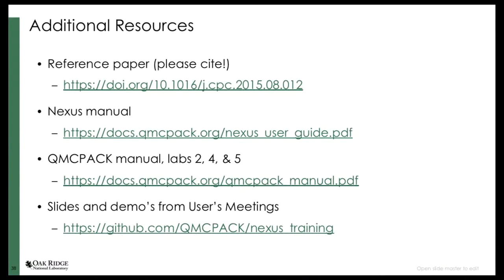So for additional resources, where you might go, first of all, the reference paper, here's a link to it. It has more information about how Nexus is designed particularly, and please do cite it if you use Nexus in your work. Other places to go are the Nexus manual, which is linked here. It's about 50 or 60 pages of documentation and examples. It doesn't need to be expanded, but that's what we have for now. Nexus also features extensively in 3 of the labs in the QMCPACK manual, so you can get more experience going through very detailed tutorial level labs there.